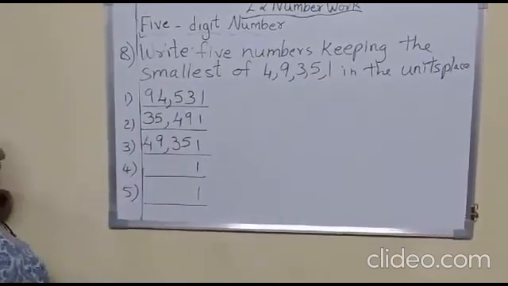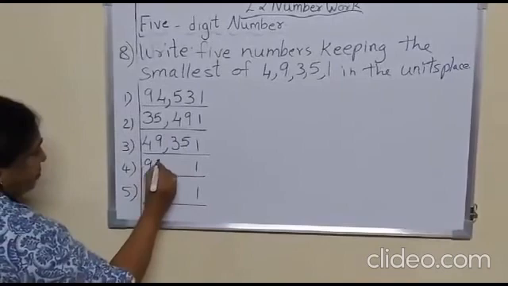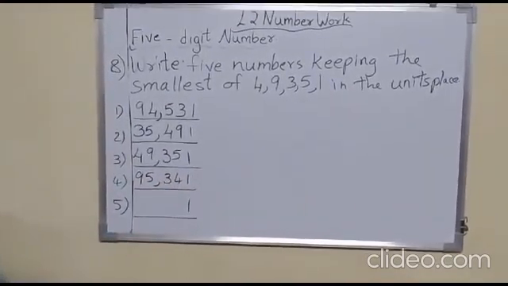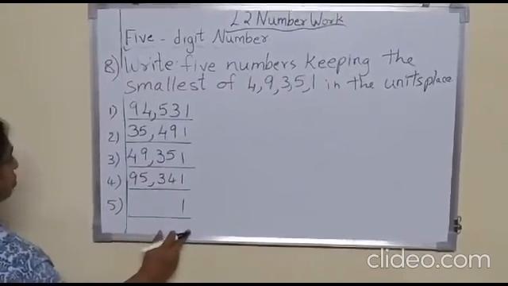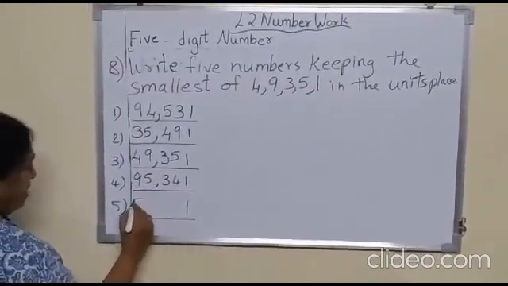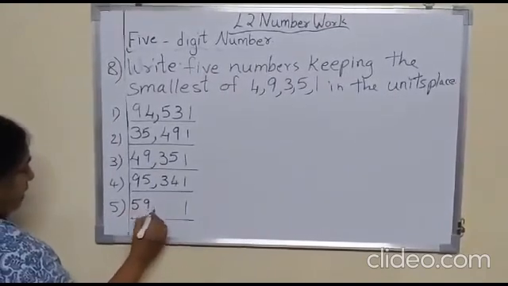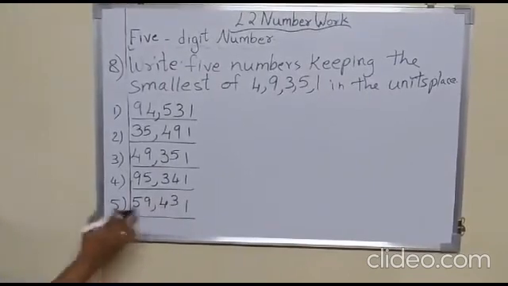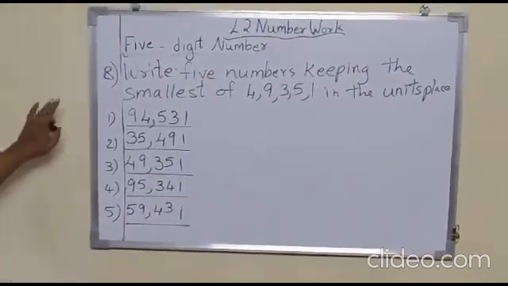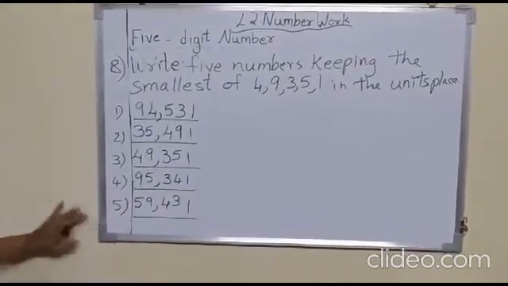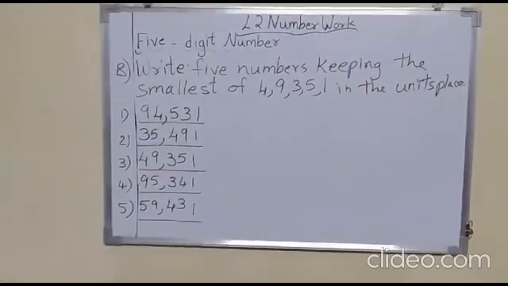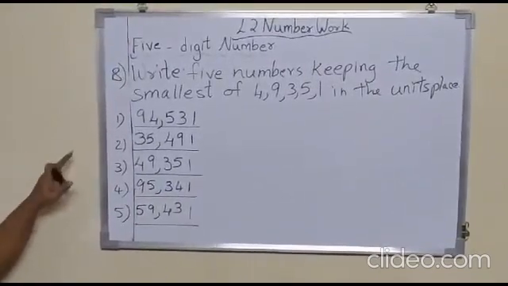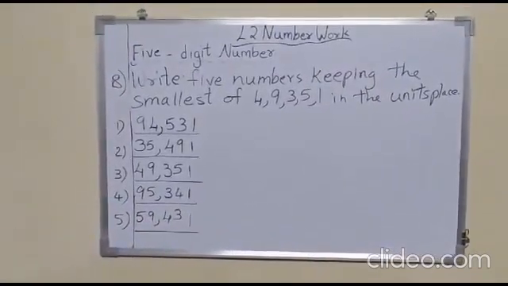Come on now. Tell me next number. What should I write? Let us write here 9. Then 5, 3, 4. That is 95,341. And the last number, what should we write first? Let us write 5 first. 5, 9, 4, 3. That is 59,431. Understood, children? Now this question number 7 and question number 8, both you are going to write in your math notebook. Understood, everybody? Both the questions you have to write down in your math notebook.